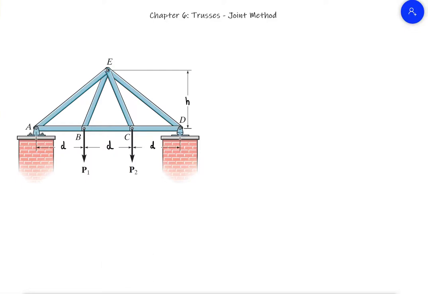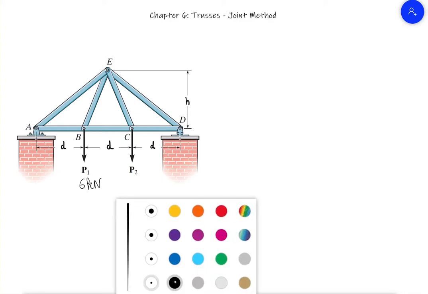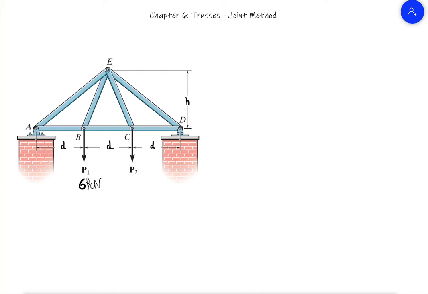Okay, let's do this little bonus problem for chapter 6, the joint method. In our example, we will take P1 equal to 6 kilonewton, P2 equal to 9 kilonewton, H equal to 6 meters, and all the D's are 4 meters. In your quiz, you all have different numbers.